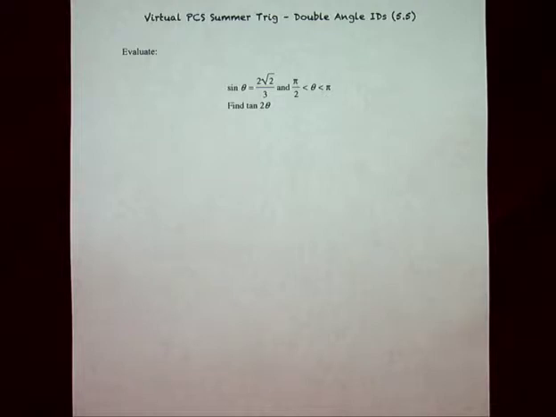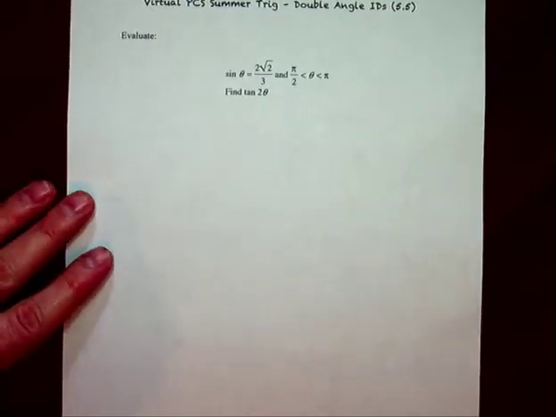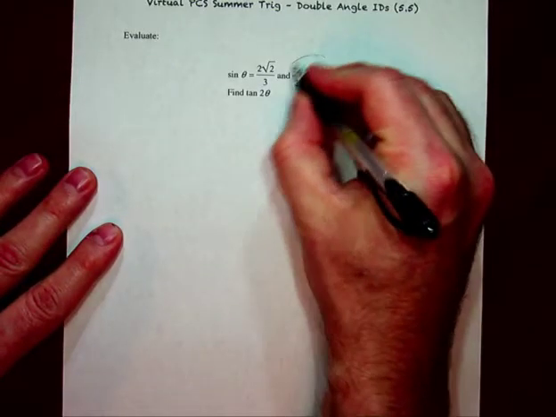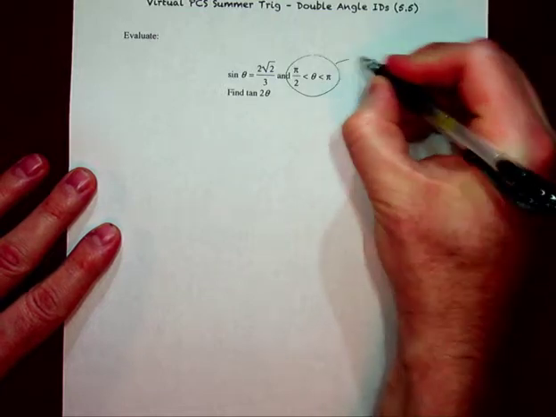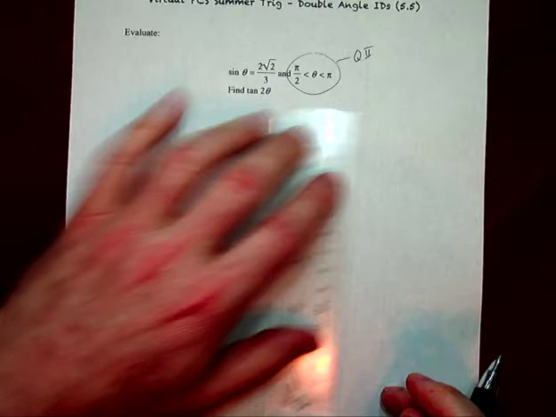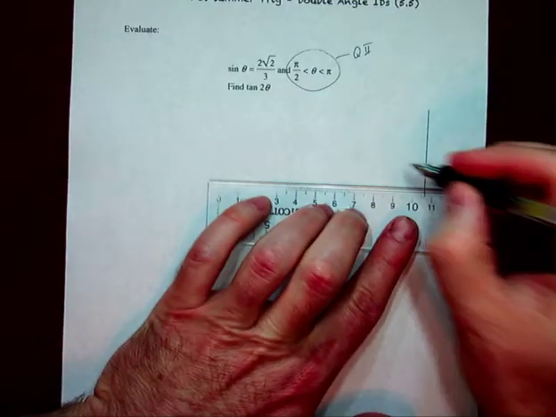Now, let's go ahead and do one more evaluation problem before we move on to some verification in video 2. Now, this is sine theta is equal to 2 root 2 over 3, and it says theta is between pi over 2 and pi. That means it's in quadrant 2. Well, let's go ahead and draw that in quadrant 2.